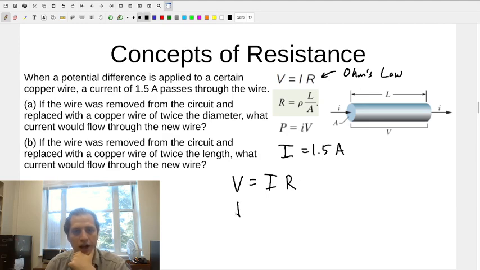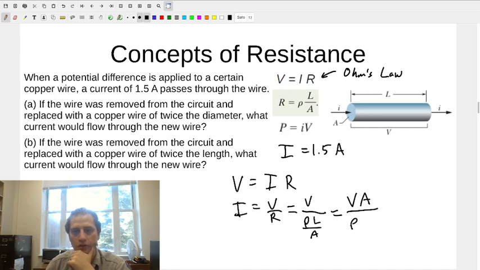Okay, so let's think. I equals V over R. So let's use this model now. V over resistivity, length, area. And I'll just rearrange that a little bit: V times area over resistivity times length.